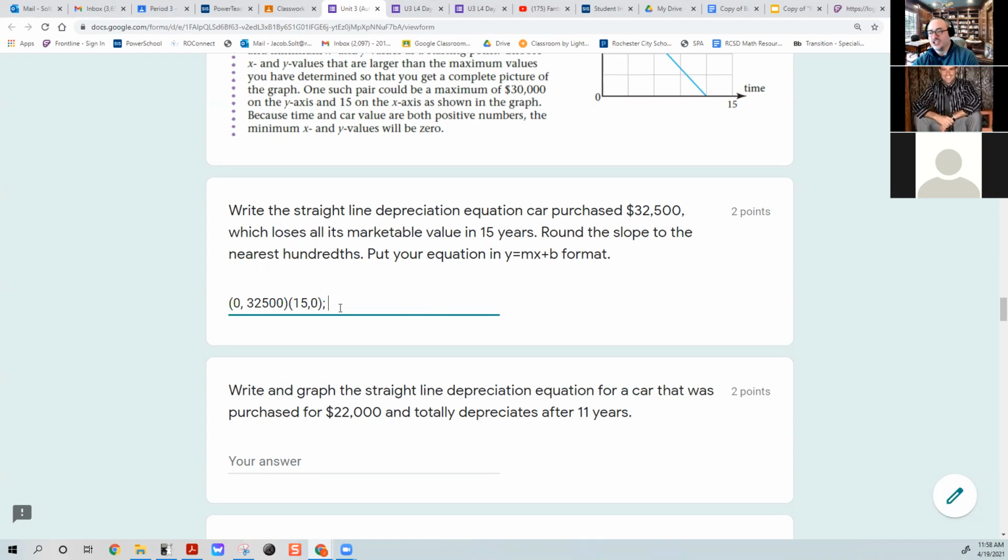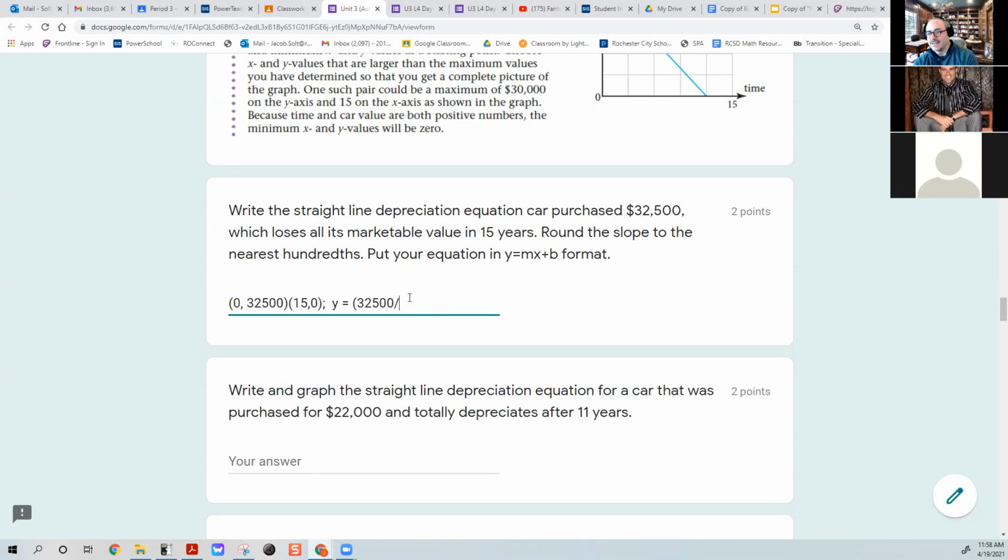I'm thinking, okay, it's the change in y values over the change in x values. So I'm going to put y equals, and then m is going to be my change in y value. So I'm going to say 32,500 minus 0. I could do minus 0, but I know subtracting 0 doesn't change anything. So I'm going to leave it just like that.